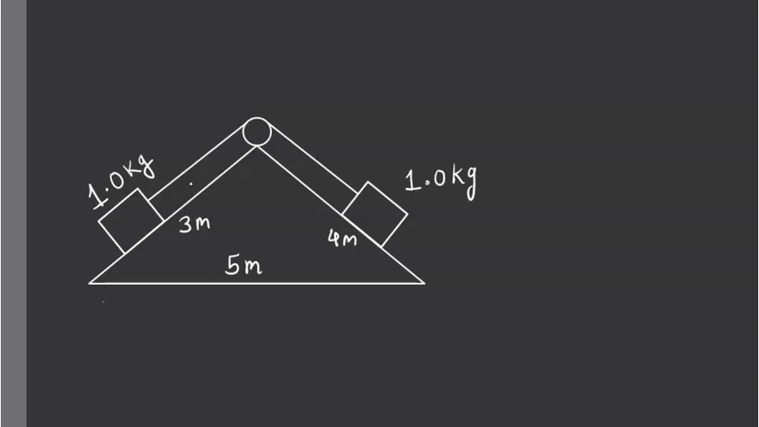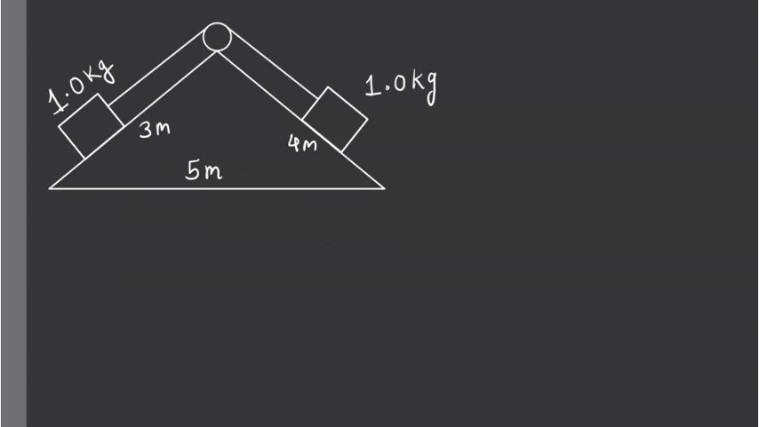In this question we have been given a triangular wedge, and on this triangular wedge two masses are kept, both 1 kg mass, and this triangular wedge has sides 3, 4 and 5 meter. So before we do this question, let me make it a little smaller. This one I will just shift it.